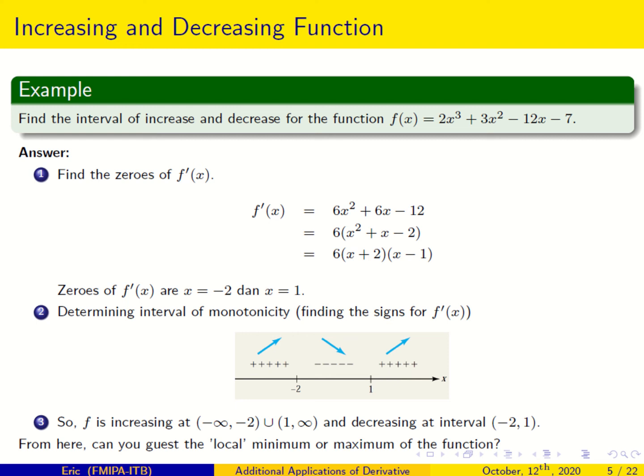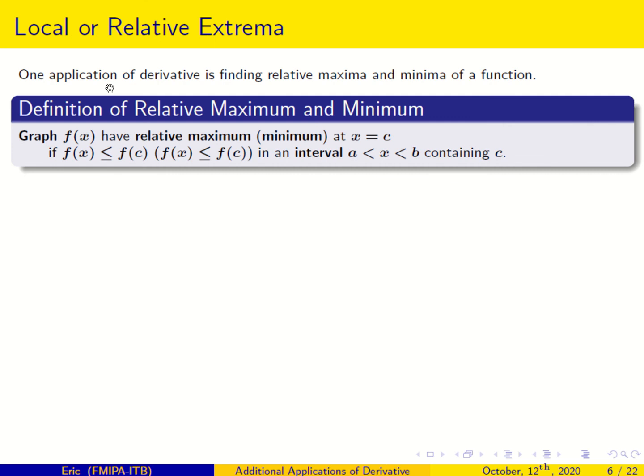Now we will look at the local maximum and minimum. One application of derivative is finding the relative maxima and minima of a function. By the way, maxima and minima is the plural form of maximum and minimum. This is the definition of relative maximum and minimum.